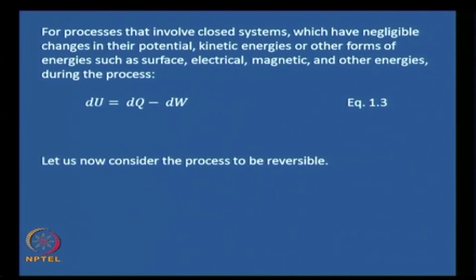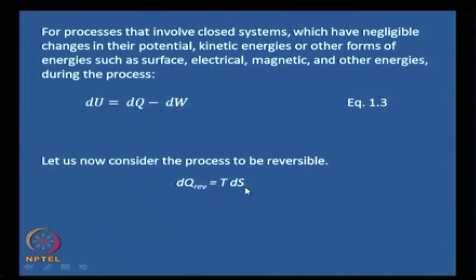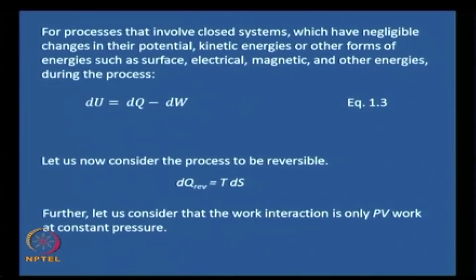Now let us consider the process to be reversible. We all know what the concept of a reversible process is. If the process is reversible, from the second law we know that dq reversible equals tds. Recall that ds equals dq reversible by t. From that we get dq reversible equals tds. Now let us further consider that the work interaction is only PV work at constant pressure. Earlier we said that there are no other kinds of energies that are relevant, and then we considered the process reversible, and now we are looking at only PV work. If it is only PV work, we know from earlier classes that the work term dW reversible in this case is P times dV.